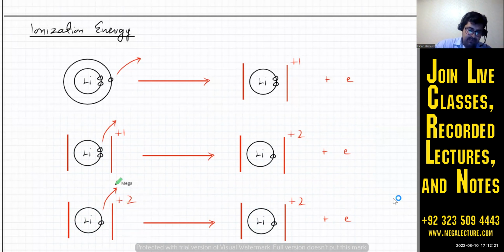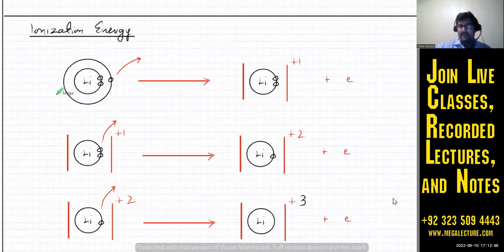Now we're trying to remove another of these electrons, okay? So the last electron is also gone. So this one is gone. And now the charge on this thing will be plus 3. And again, 1 electron is lost. So this is what's happening. You're removing electrons from lithium.